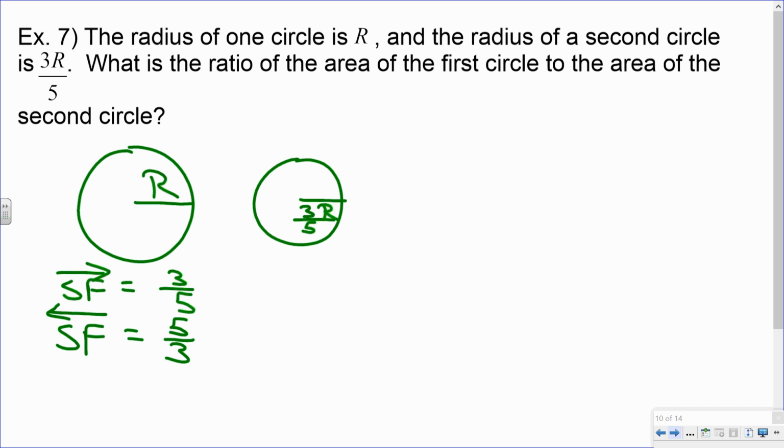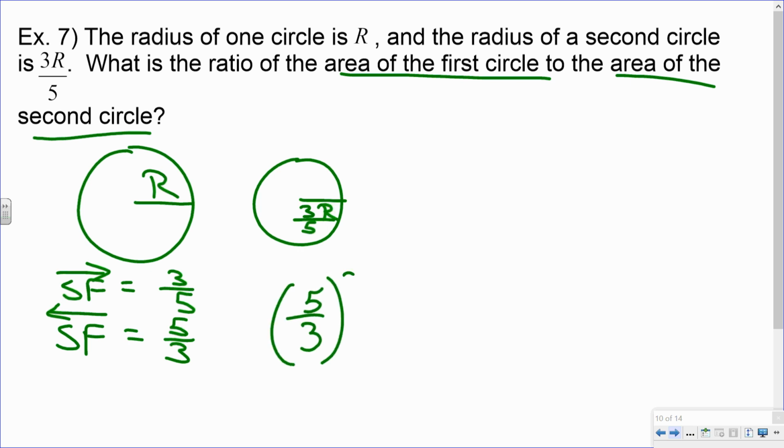So now I want the ratio of the areas, but you've got to read the questions carefully. They want the ratio of the first circle to the second circle. Will that be big over small or small over big? Big over small. So if I am going to square this and end up with big over small, I have to say that I am going to take 5/3 and square that and get 25/9, and that is my ratio of the areas.